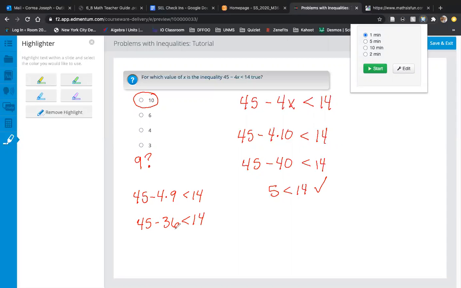45 minus 36, that's plus 4 plus 5. 9 is in fact less than 14, right? So 9 also works. It wasn't an option, but remember, with inequalities, you are going to end up with multiple options, right? You have infinite options that are going to end up working for you, right?